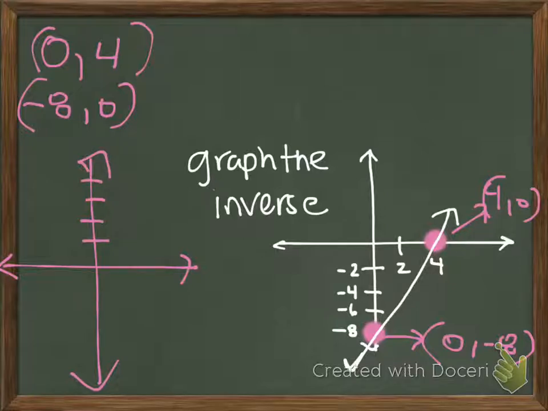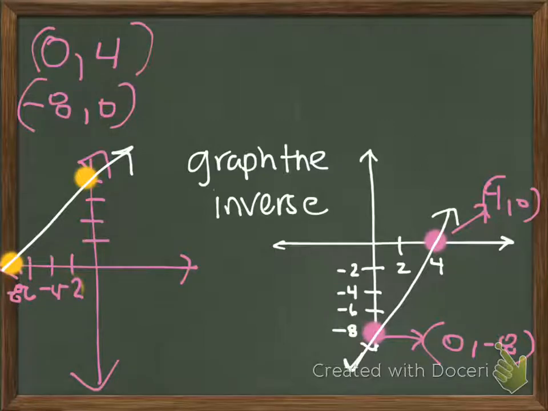So 0, 4 goes up here. Let's go by 2's: negative 2, negative 4, negative 6, negative 8. That's going to go here. And then we connect our points. So this would be your inverse.